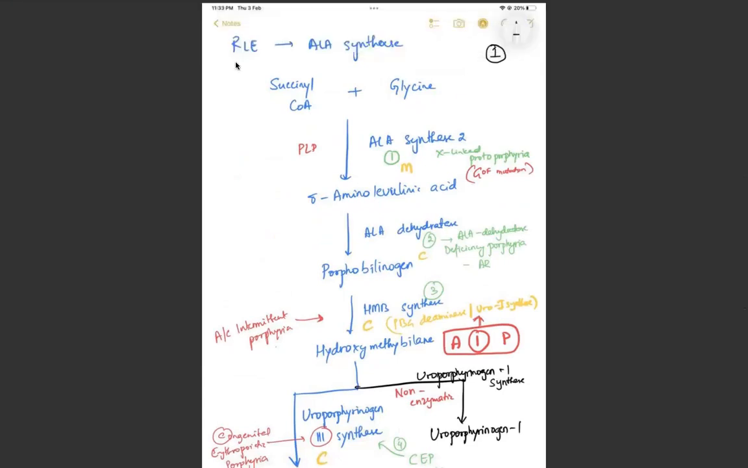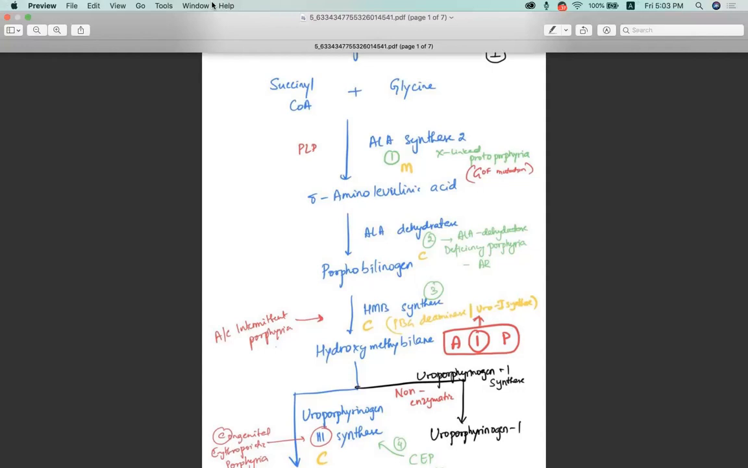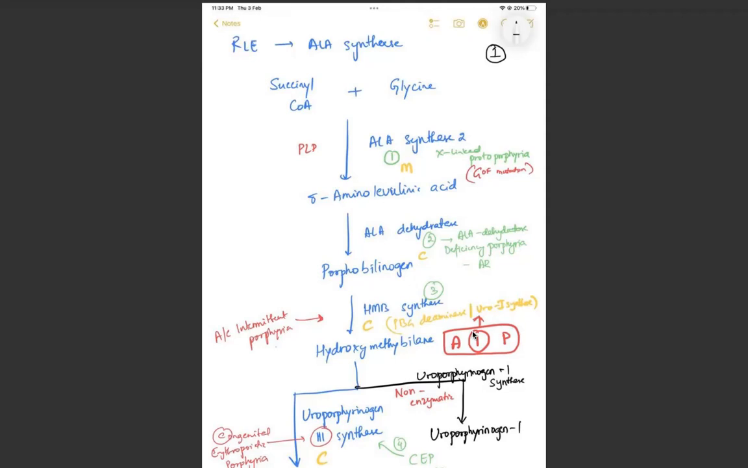So do you get pediatric questions or adult questions in porphyria? What are the questions that are asked in the exam about porphyria? So what questions may you expect? They can ask which enzyme is deficient, or what is the diagnosis, and what is the diagnostic test you want to do. So these are the three that can be asked.